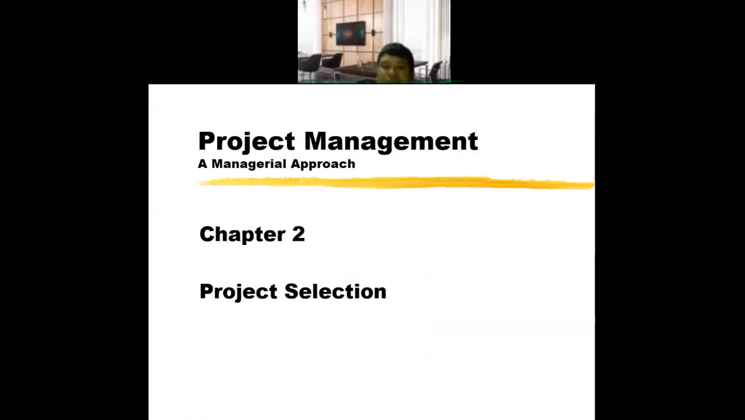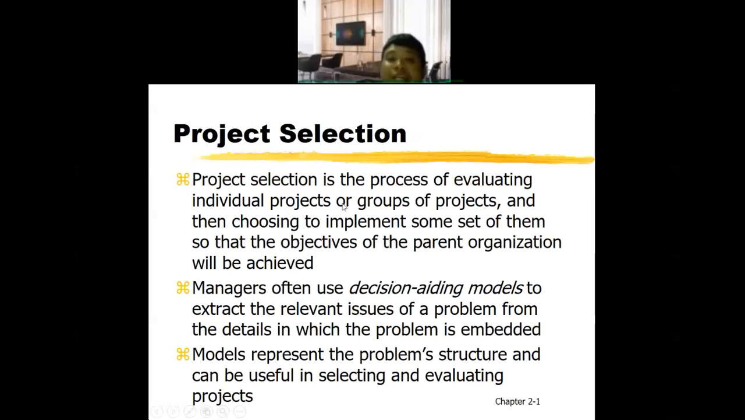Project selection. So we know the definition, and before this was the project introduction, the project definition, objective, and what is a project. Now is project selection. Project selection is the process of evaluating individual projects or groups of projects and then choosing to implement some set of them so that the objective of the parent organization will be achieved.